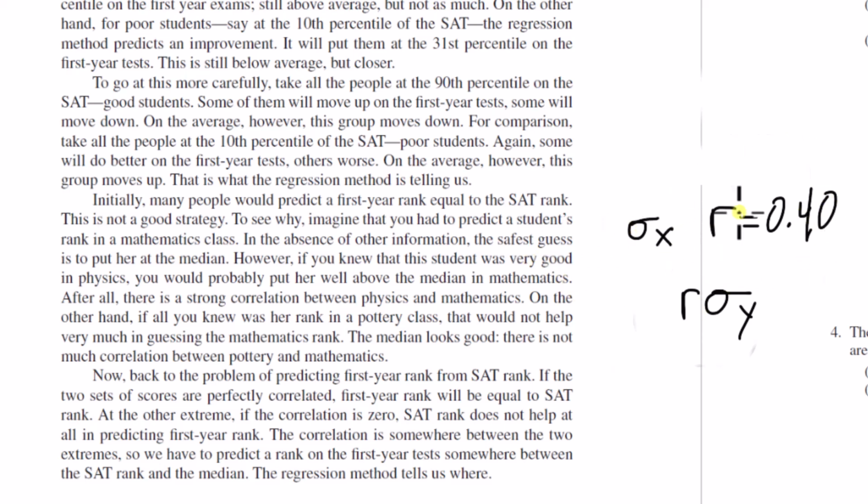The rank, this is telling us that if you have a certain rank, let's say a high rank as far as the SAT score, then because this is 0.4, your rank is going to be lower on average with respect to the first-year GPA. But something doesn't make sense here.